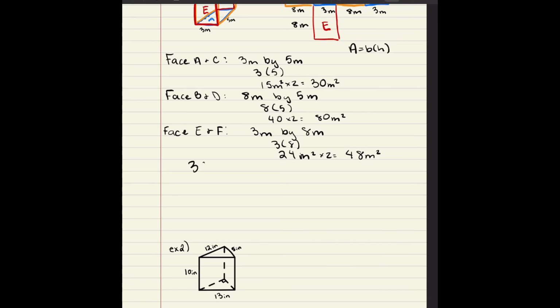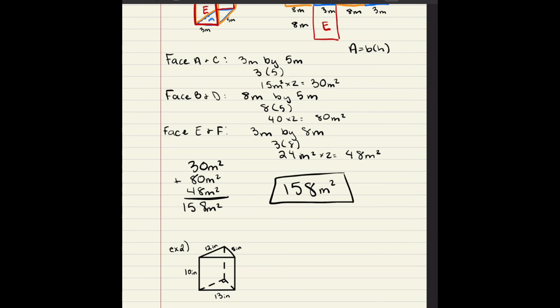Now I need to add them. So I have 30 meters squared plus 80 meters squared plus 48 meters squared. So when I add these, I get 8. And I have 8 plus 4, which gives me 12, plus 3 is 15. So my final answer for the surface area is 158 meters squared.